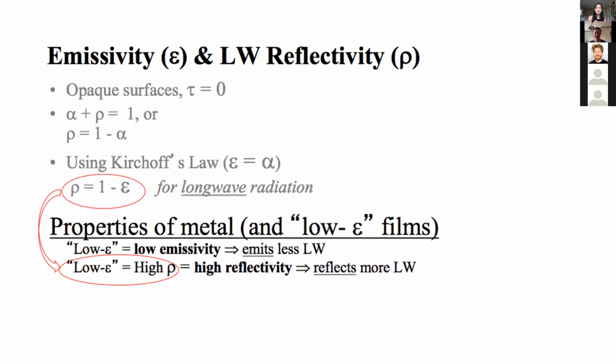So when you look at the properties for metal, low E films are made with metal-like properties. So low E equals low emissivity, and that means emits less long wave radiation. And then when you're looking at the formula, low E equals high reflectivity, which means that low E films reflect more long wave radiation.